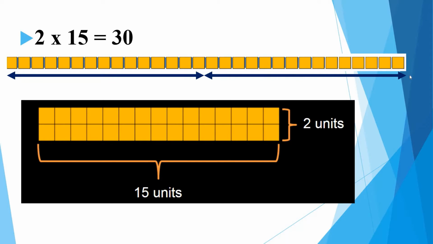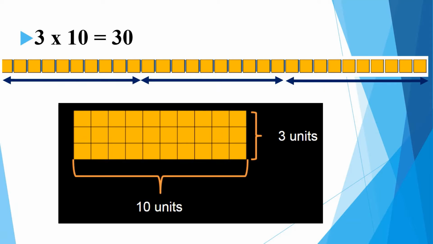So now let's see the second arrangement. All 30 squares are arranged in 2 rows, such as 15 squares in each row, right? The length of the rectangle obtained is 15 units and the corresponding width is 2 units. We can thus write this as 2 times 15 is equal to 30.